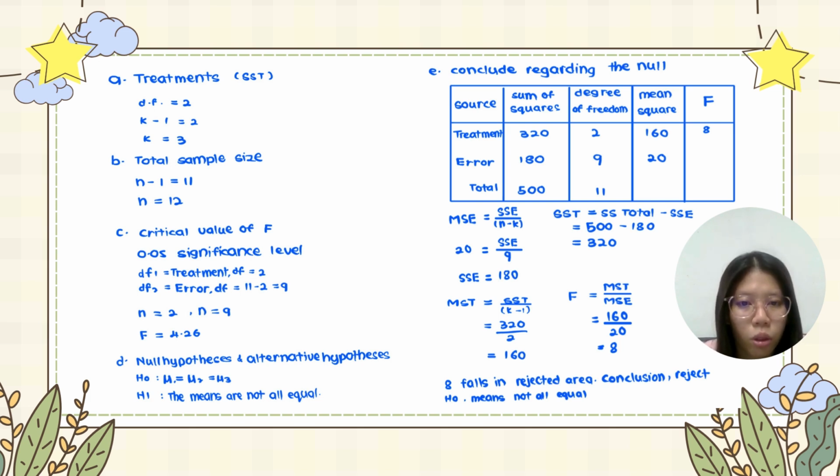For the F distribution, we will use the formula F equal MSD divided by MSE. So we will get 160 divided by 20. So the F value is equal 8. So in the conclusion, 8 falls in the rejected area. So the conclusion is reject H0, which is reject the null hypothesis. So that means the means are not all equal.